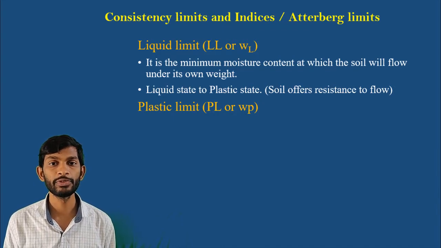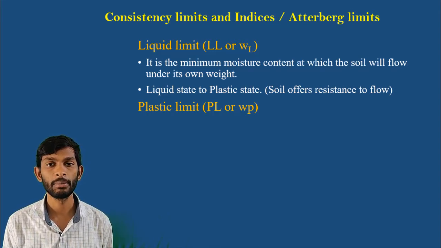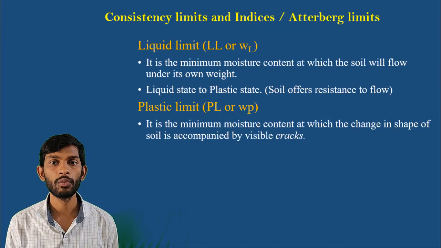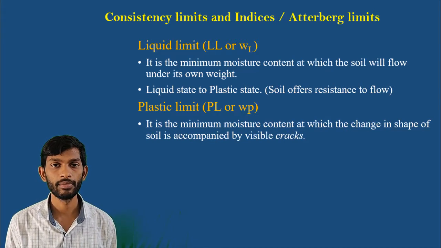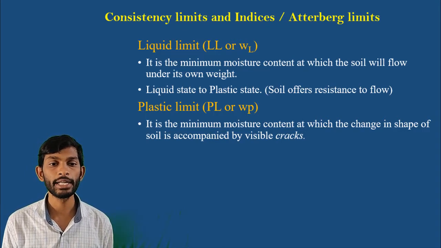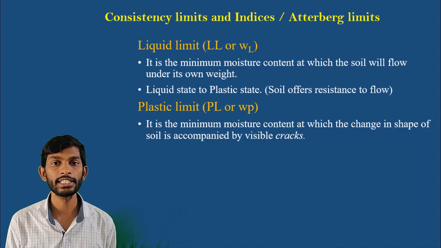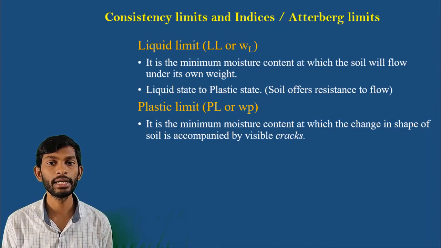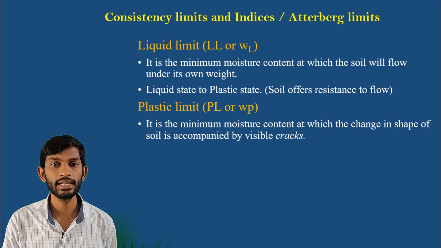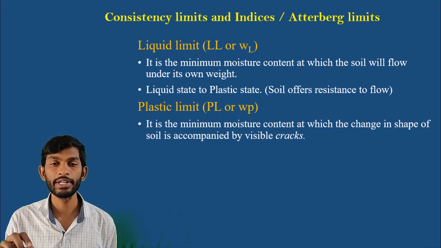Okay. So the next one which we are going to talk about is plastic limit. The plastic limit is defined with a symbol PL or WP. So W suffix P indicates plastic limit, where again small w represents the water content which is available in a soil. So how will you define this plastic limit? The plastic limit is the minimum water content at which change in shape of a soil is accompanied by visual cracks. So what does it mean? In plastic limit, the change in state can be observed by observing cracks on the surface of the soil sample.